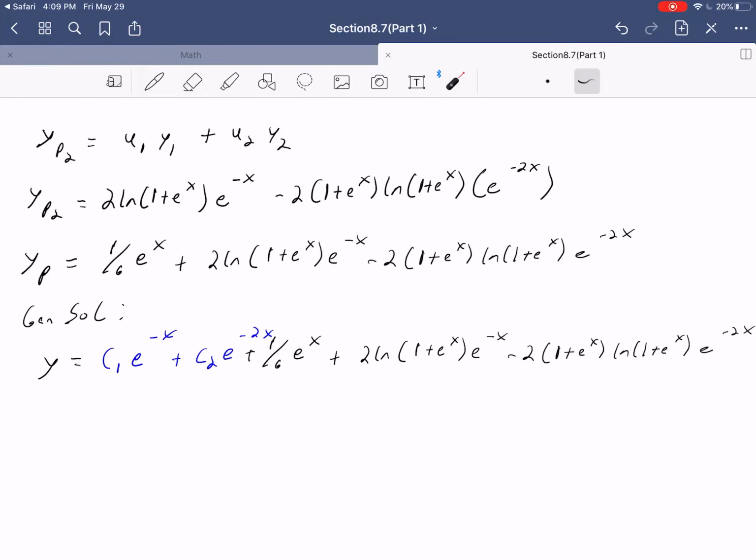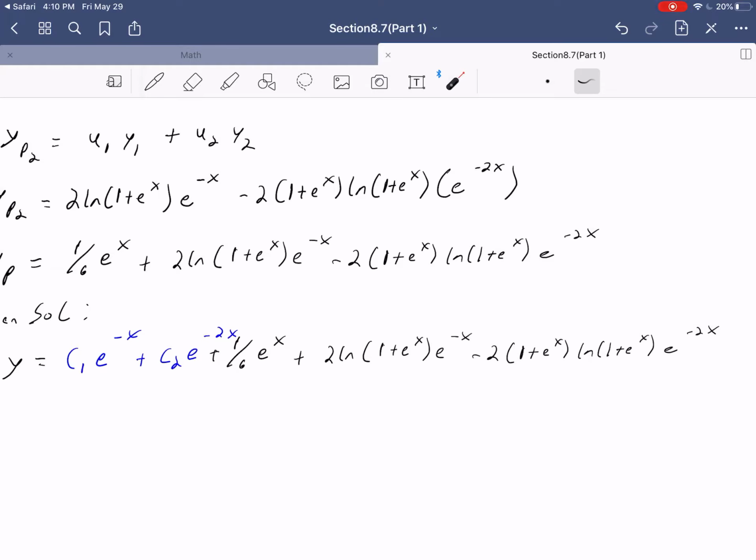Are there some ways to maybe simplify this guy? Well, it looks like there might be, right? It looks like if we maybe clean this thing up a little bit, we might be able to distribute and sort of simplify this a little bit. But overall, this is our general solution.